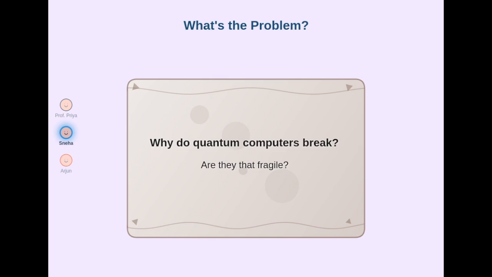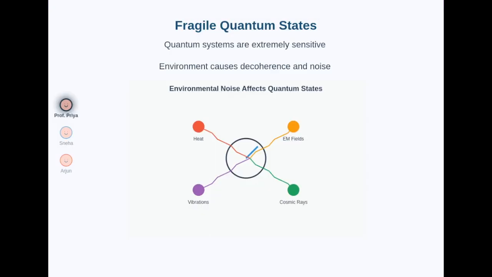Professor, I've heard quantum computers are really fragile. What exactly goes wrong with them? Great question, Sneha. Quantum systems are incredibly fragile. Even tiny vibrations, temperature changes, or electromagnetic fields can destroy the delicate quantum states we need for computation.